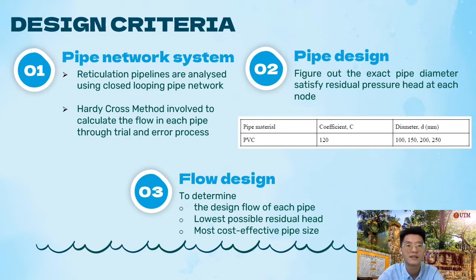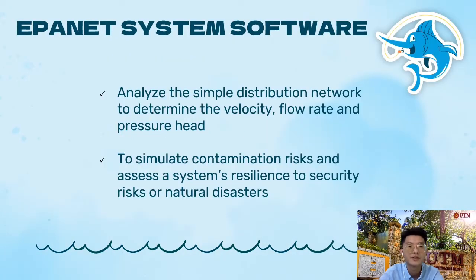The third one is the flow design. It is to determine the design flow of each pipe, the lowest possible residual head, and lastly, the most cost-effective pipe size. Basically, we are going to use the ePanel system software in this calculation.